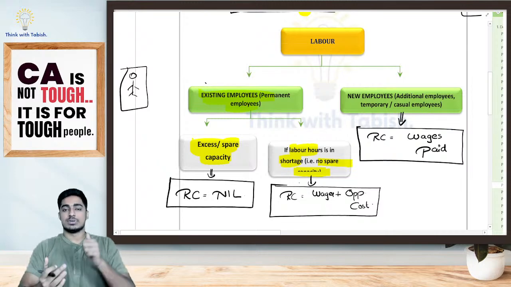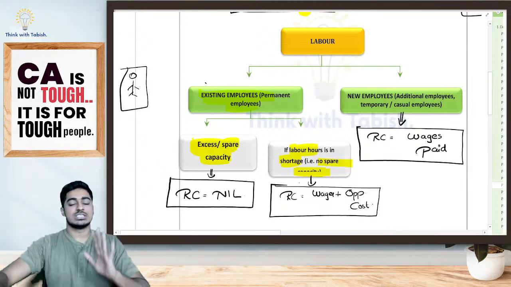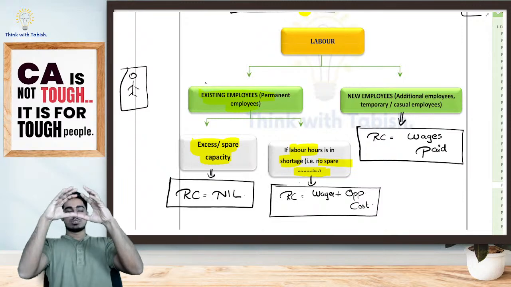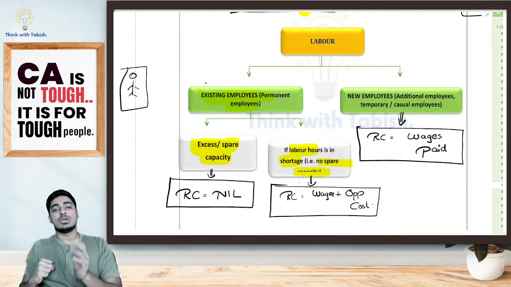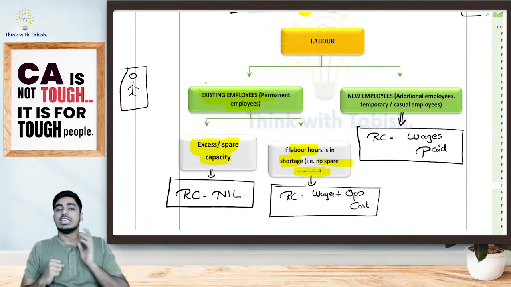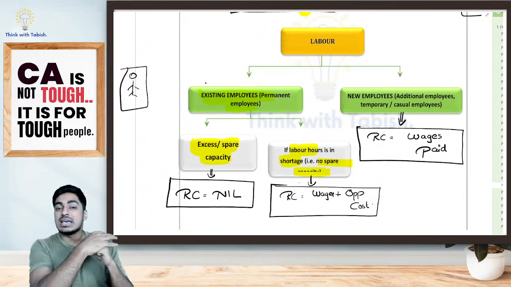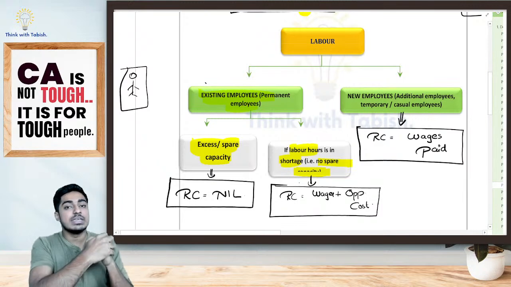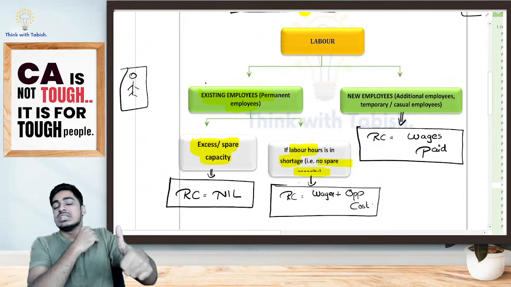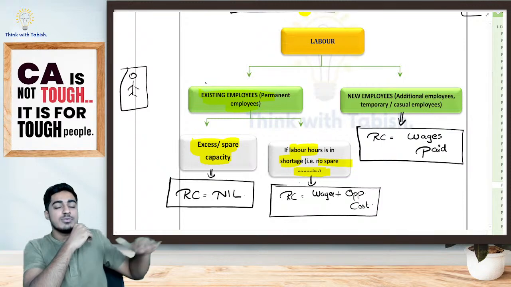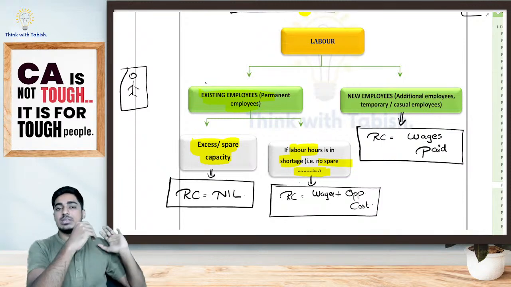Yes. So first, let us try remembering the things. This one will explain to you again. In terms of employees, if I am getting new employees, the wages paid is going to be relevant. If I am getting the work done from my existing employees, I ask if spare capacity is available, if my employees are free. If my employees are free, obviously relevant cost is going to be nil, because before also I was paying them 15,000, now also I am paying them 15,000.